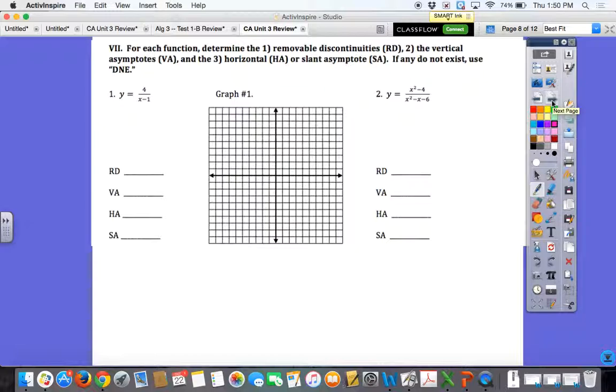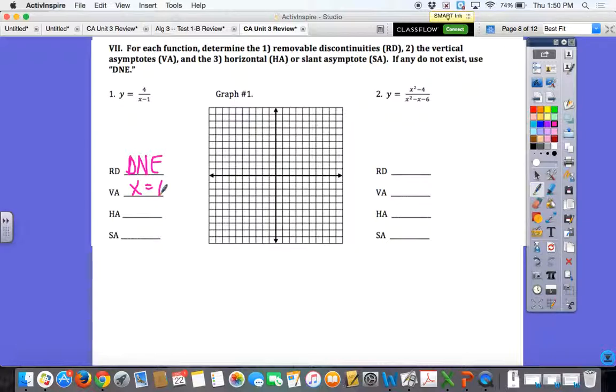All right. You have 4 things to do, and 5 when you do the graph. Removable discontinuity. Remember, that is only when you can factor and reduce. So on number 1, there's no factoring involved. So D and E doesn't exist. So vertical asymptote is the factor in the bottom, set it equal to 0.